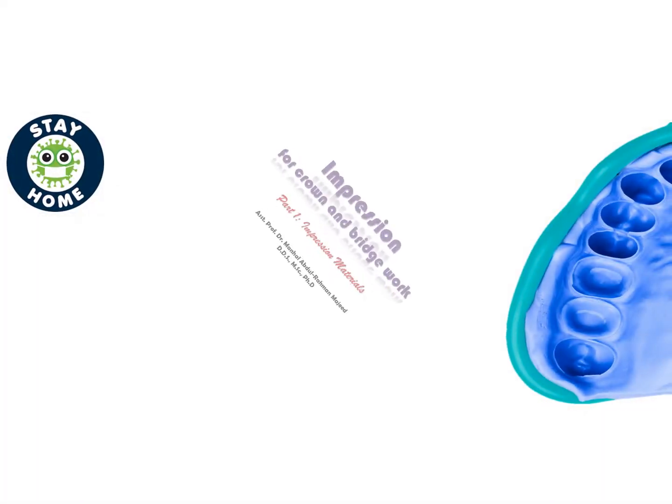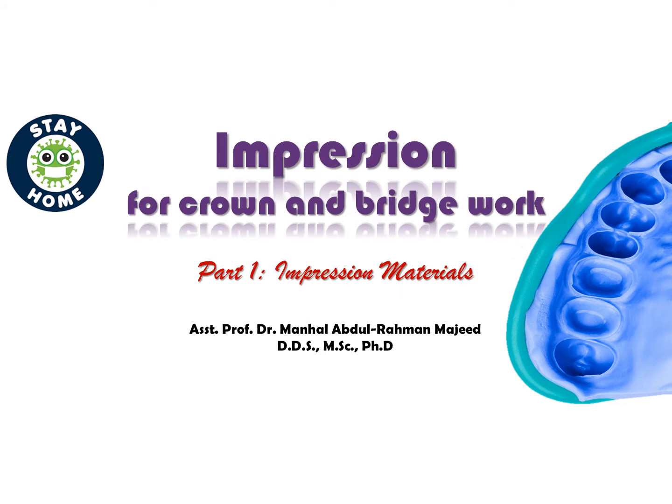Subject today is impression for crown and bridge work. This subject will be divided into three parts. In the first part, we will deal with the impression materials. We will give a quick review on the currently used impression materials in fixed prosthodontics. In the second part, we will deal with the impression techniques. In the third part, we will deal with gingival retraction.